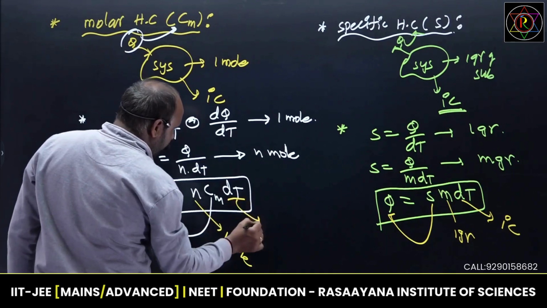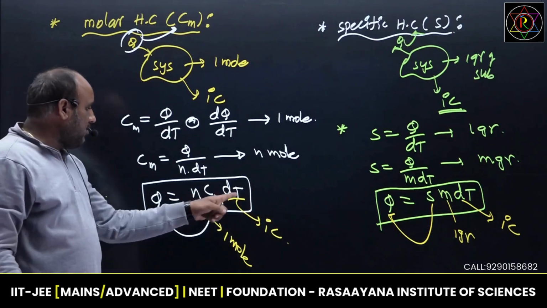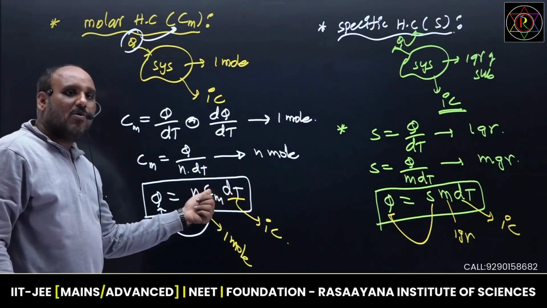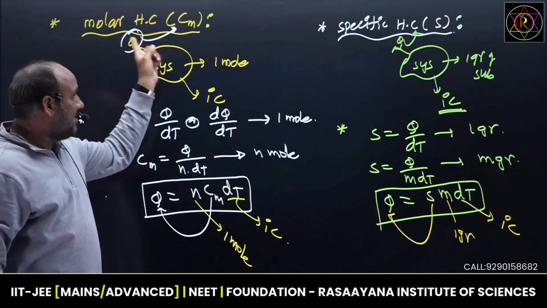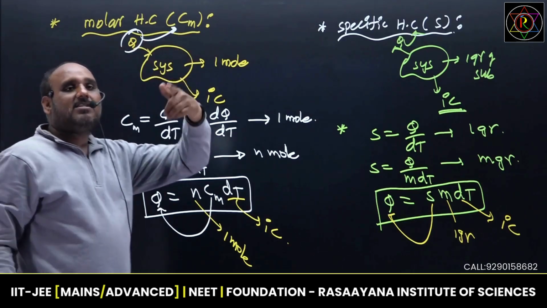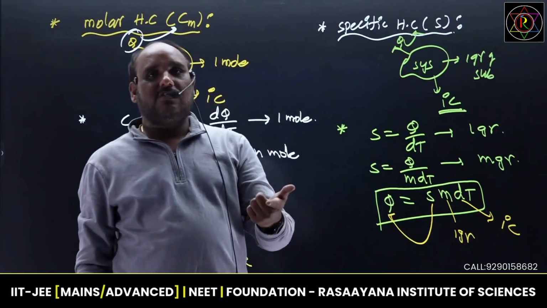The change of temperature will be 1 degree centigrade. So whenever these two are 1 into 1, C is the molar heat capacity, which equals Q. What is that Q? That is absorbed by the system. Whenever the system absorbs some amount of heat energy, the notation is positive.